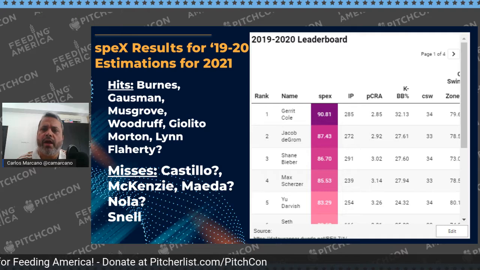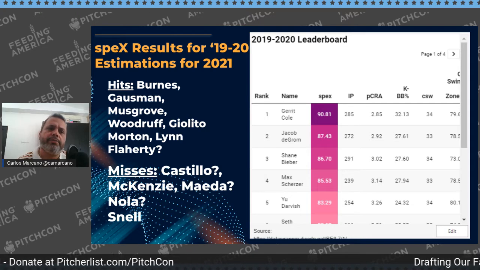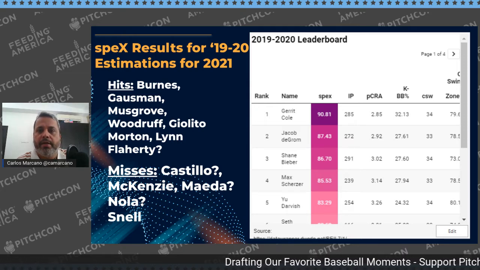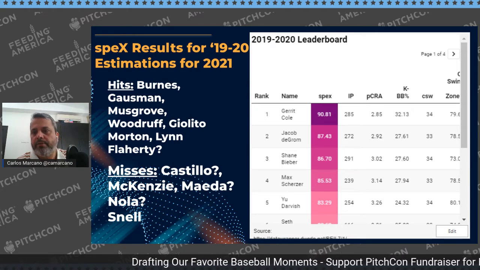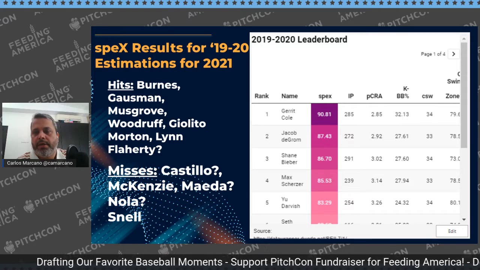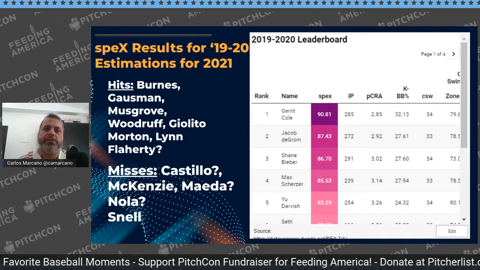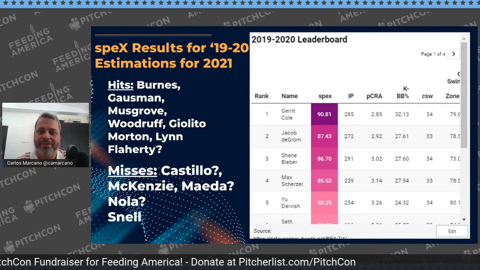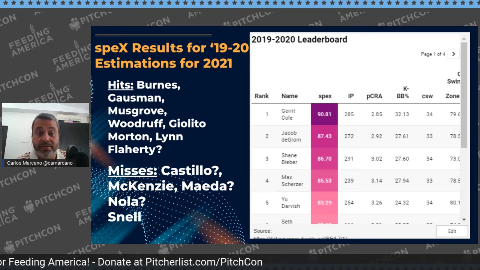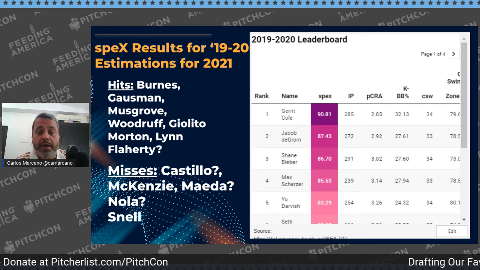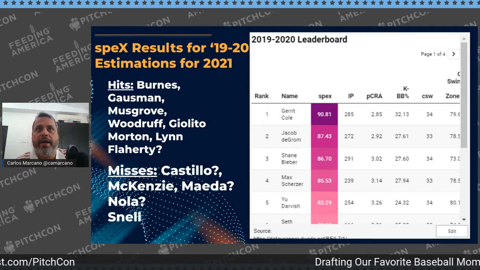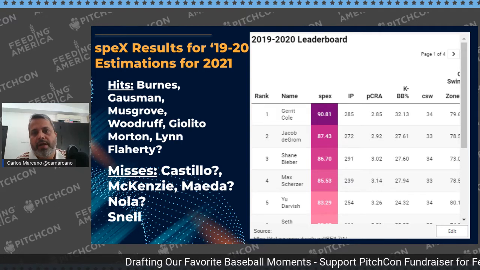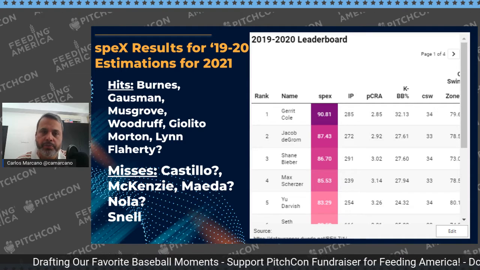So that's the past. That's the way SPECS fared in the past, and looking at the evidence, I think it fared pretty well, and of course, it still needs to be put in context. This is not a catch-all solution. There is no such thing. But as an initial step into looking at pitchers, I think it's a pretty handy tool.